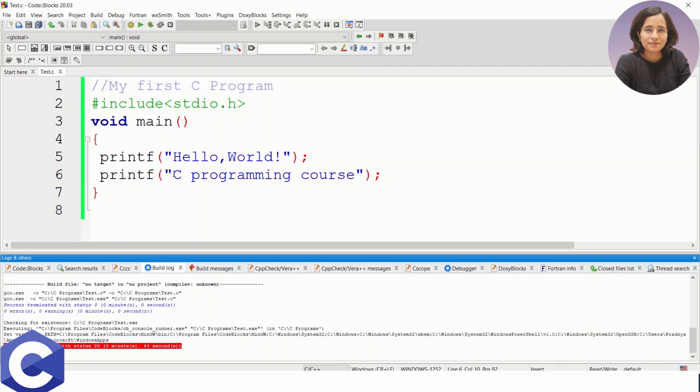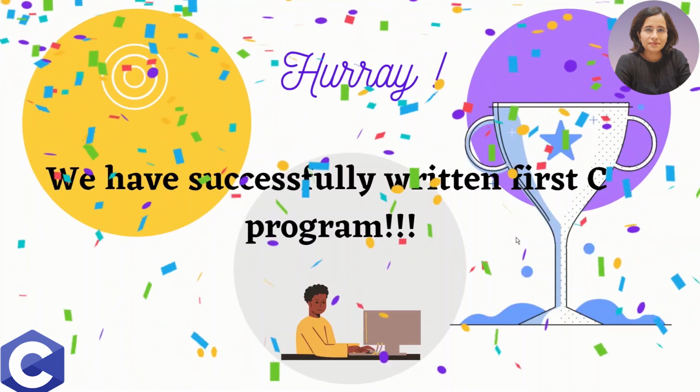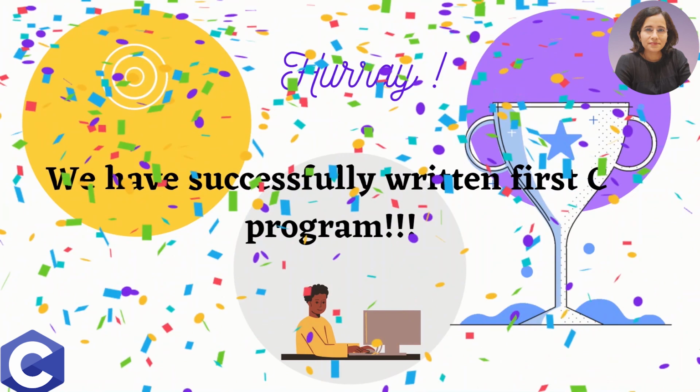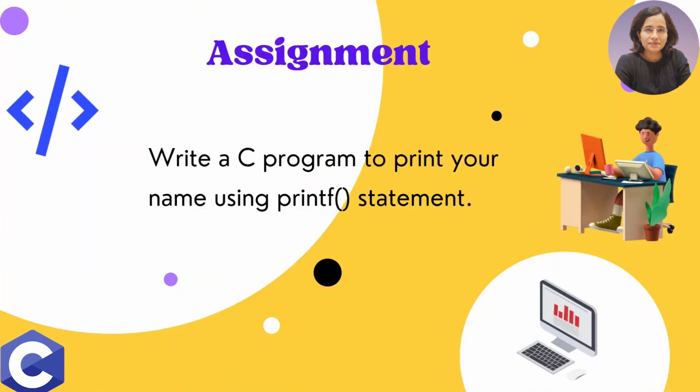If you want to print this string in the next line, you can add \n. Now save the changes by clicking on this icon and click on build and run to check the output. You can see here the first string is getting printed in the first line, then the second string is getting printed in the next line. In this way we have successfully written our first C program.